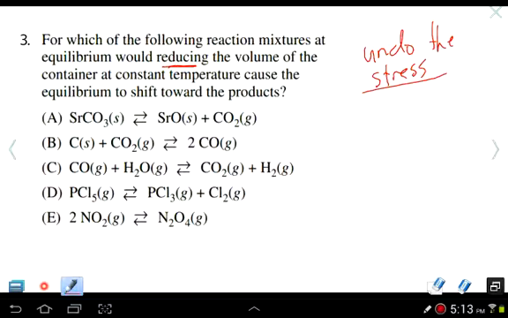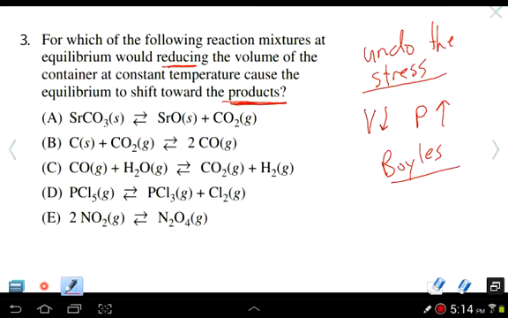If we increase how much product we have, the system tries to remove the product, and so forth. So we're looking for what will happen. We want to see one that goes to the products by reducing the volume. Now, anytime volume goes down, remember pressure goes up. This is Boyle's law. This is an inverse relationship from the gas law.